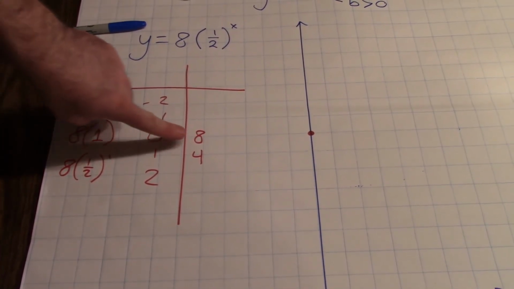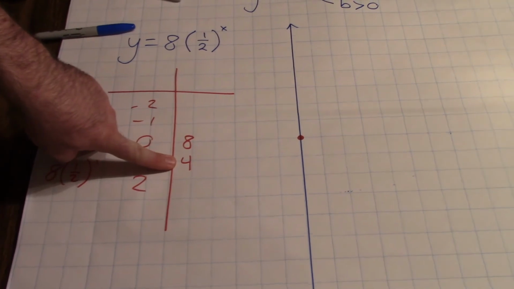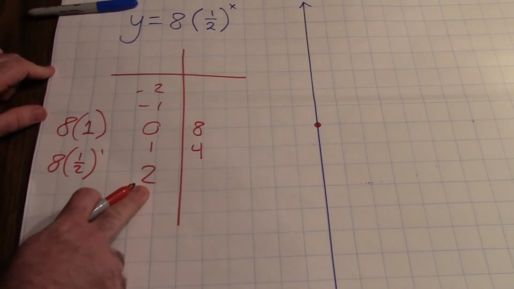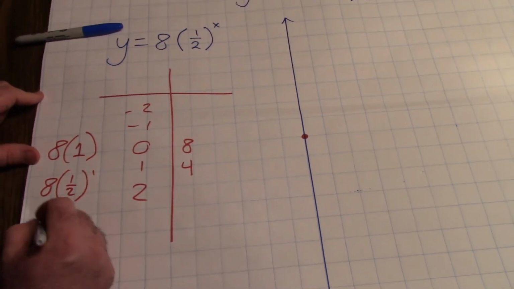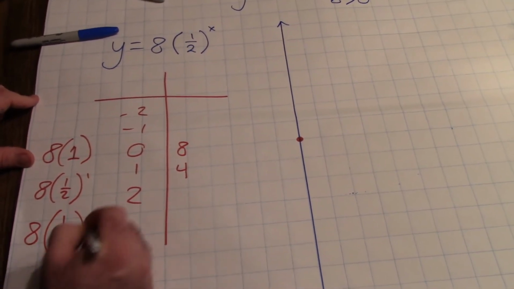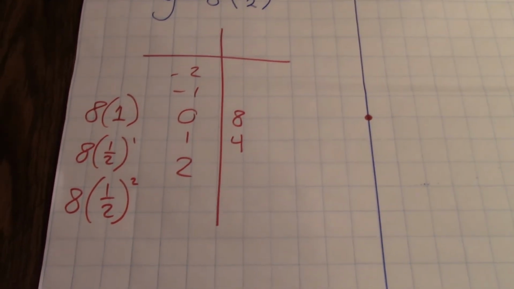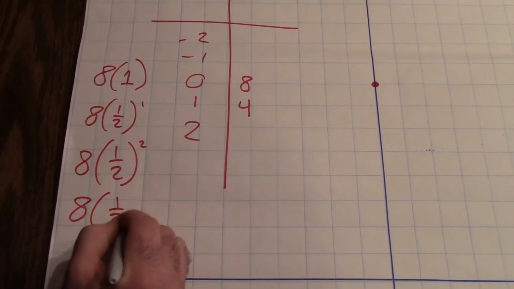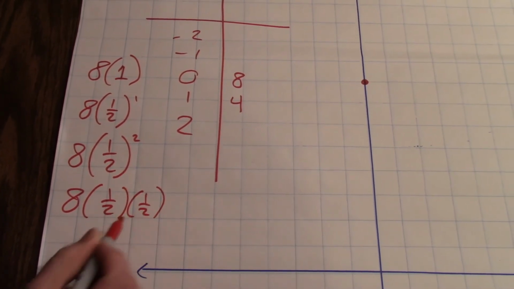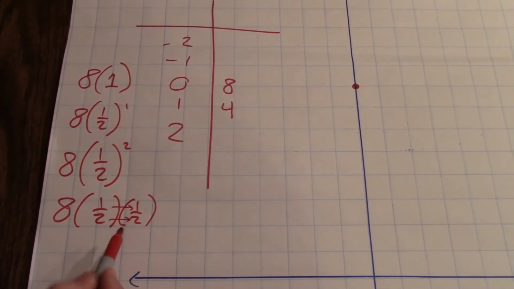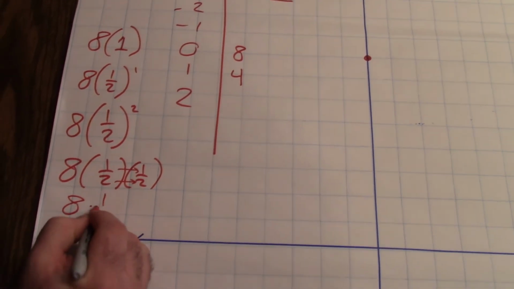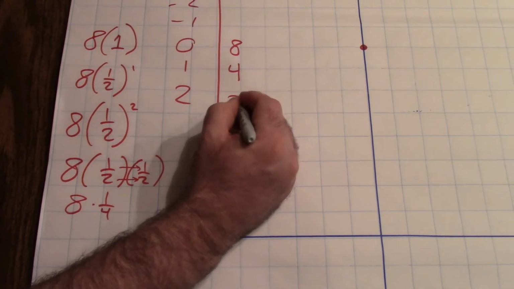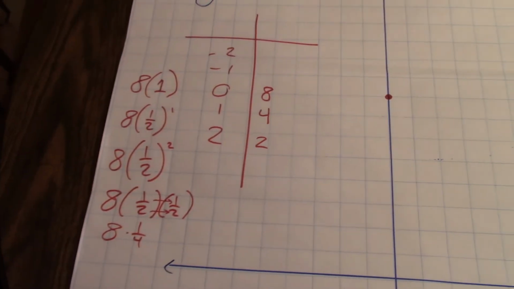So, unlike last time, I see my numbers actually going down. Do you have a prediction on what you think is going to happen here? I think it's going to be 2. Let's see. So 8 times 1/2 squared. Remember, squared means I'm multiplying something by itself. So that's going to be 8 times 1/2 times 1/2. Remember, we multiply straight across. Or 8 times 1/4. 8/4 is 2. You got it right. Nice job. You're picking this up quickly.